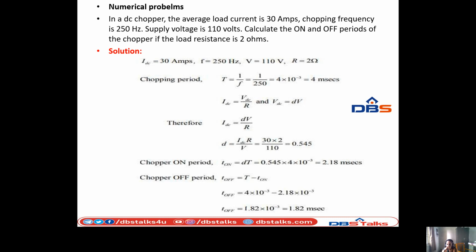And the chopper off period T off equal to capital T minus T on, the total time period minus T on. Then we get T off equal to 4 into 10 power minus 3 minus 2.18 into 10 power minus 3. Then we get 1.82 into 10 power minus 3. So the chopper off period equal to 1.82 milliseconds. So that's it.